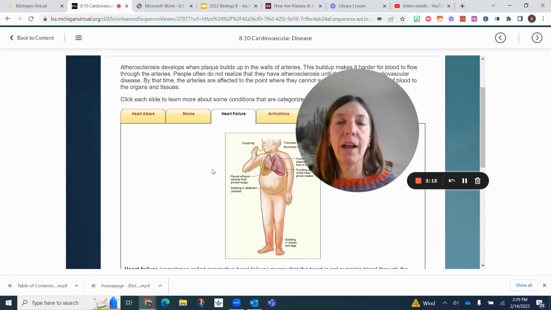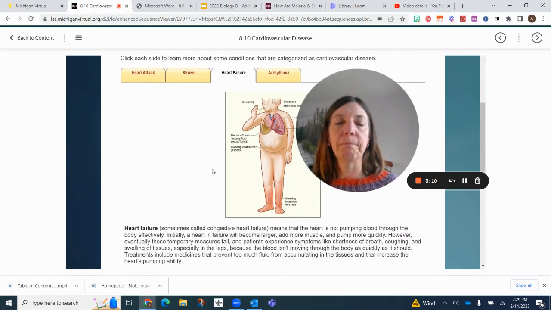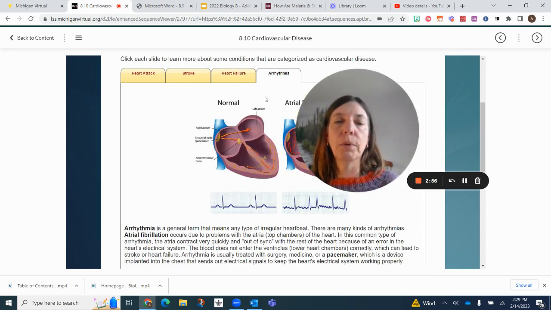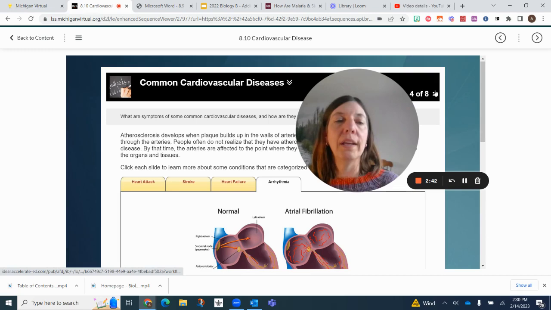When heart failure happens, that's when your blood's not pumping through the body effectively, so your heart can get a lot larger and pump more quickly, and eventually it stops working very effectively at all. And then arrhythmia is when you don't have a regular heart rate, and one way you can fix that is through surgery, medicine, or getting a pacemaker. So you might have heard of that before. So those are the four main ways that cardiovascular disease presents.